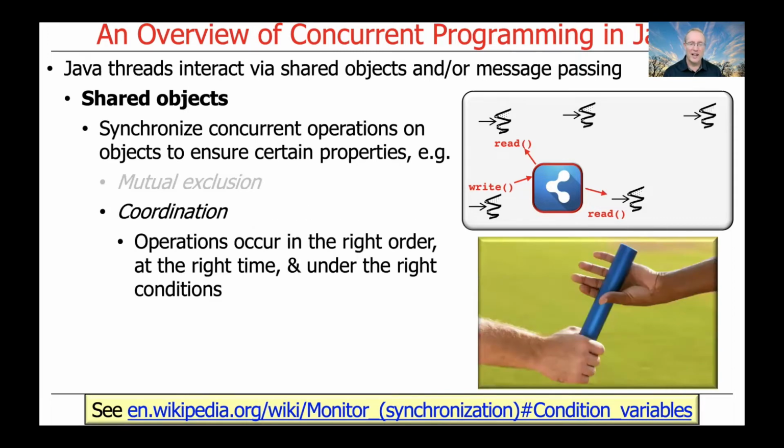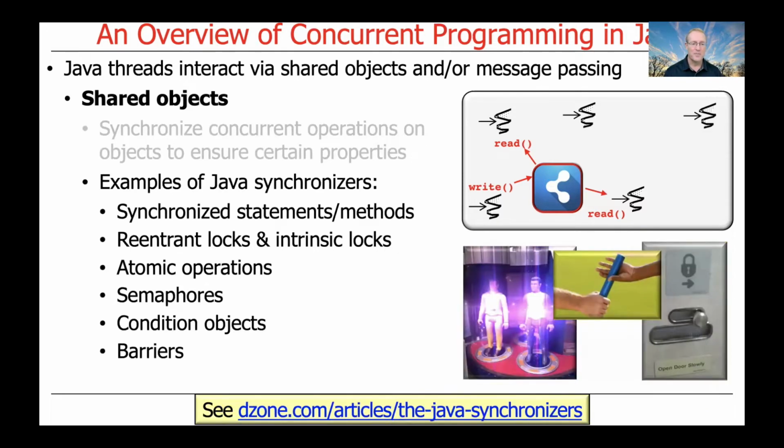The other form of control that's provided by shared objects is something called coordination. And these are mechanisms that are used to ensure that operations occur in the right order, at the right time, and under the right conditions. And again, we will come back and talk a lot about these when we talk about specifics of Java synchronizers.